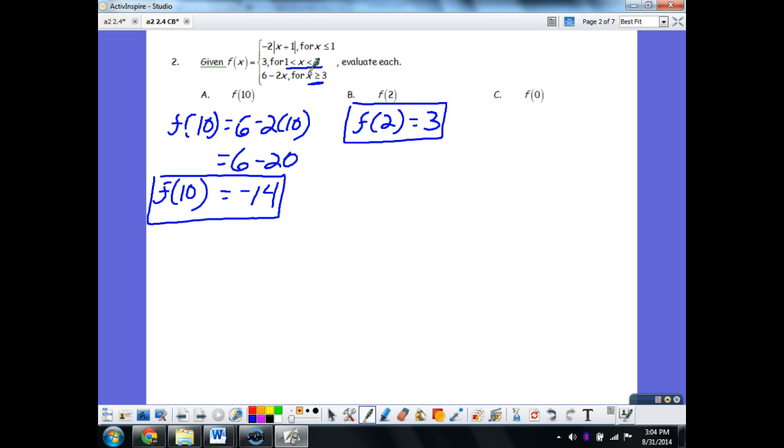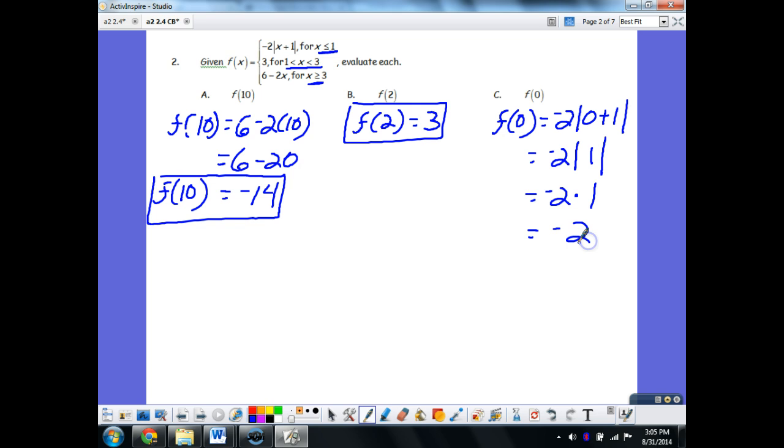And then for f of 0, since that 0 is less than or equal to 1, we're going to substitute it in the top piece of the function. 0 plus 1 is 1. The absolute value of 1 is 1. So negative 2 times 1 is negative 2. So the value of this piecewise function, where x is equal to 0, is negative 2.